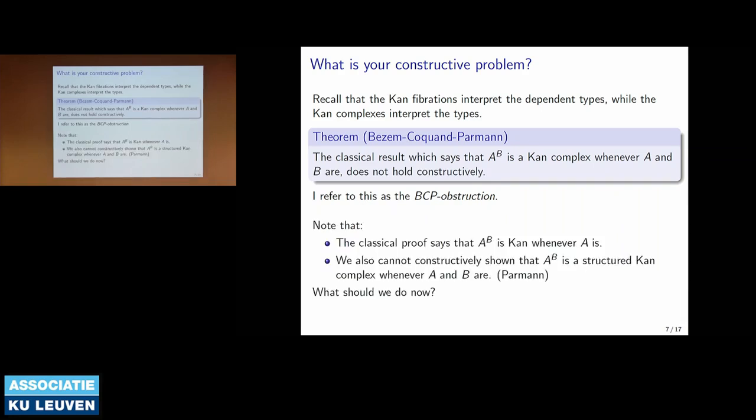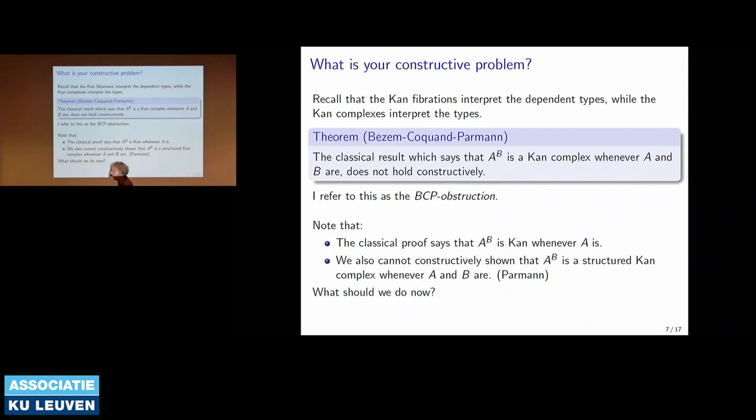In fact, the classical proof doesn't even really need that B is a Kan complex, but they already show that this restricted version of that classical result is not provable constructively. And Parmann also observed that you can't solve this problem by switching from Kan complexes to structured Kan complexes; this result is still not constructively provable.